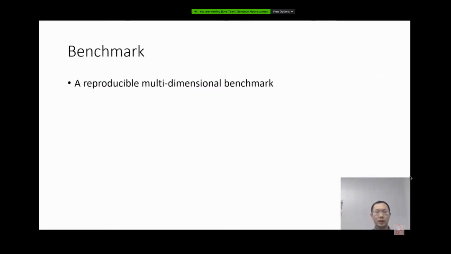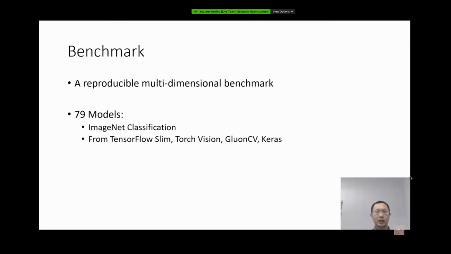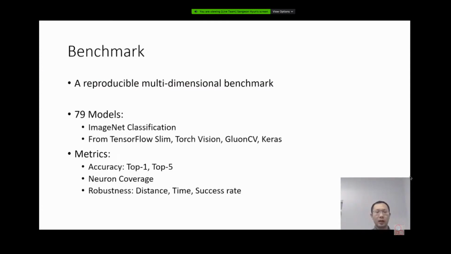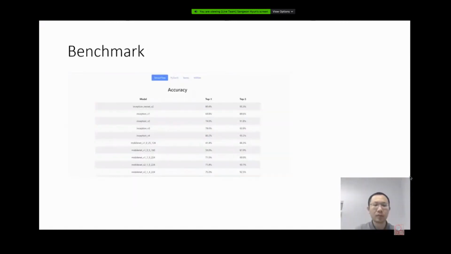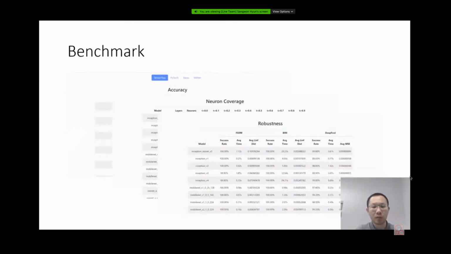With EvalDN, we prepare a reproducible multi-dimensional benchmark. It contains around 80 models from 4 model zoos, and the evaluation contains accuracy, neural coverage, and robustness. Here are some examples of our benchmark. We hope it can help future studies.